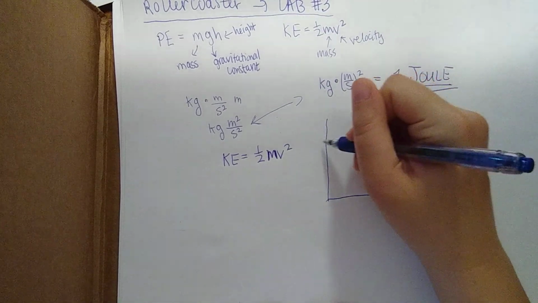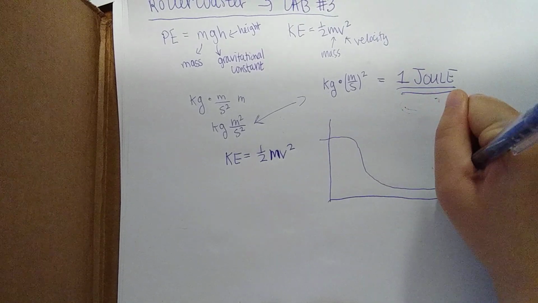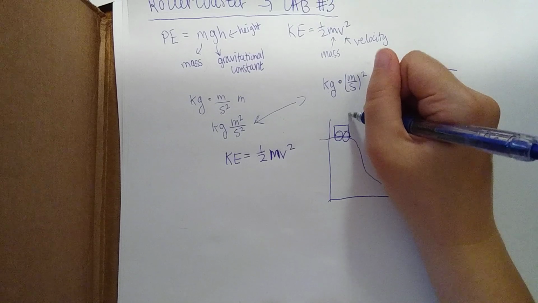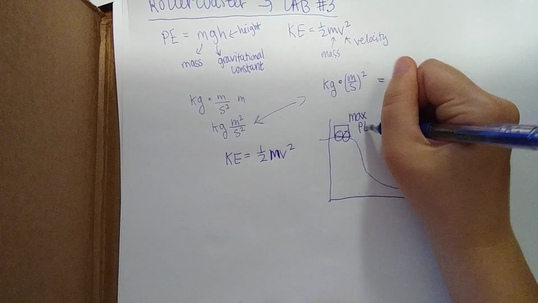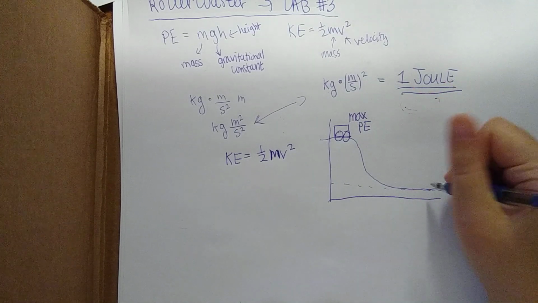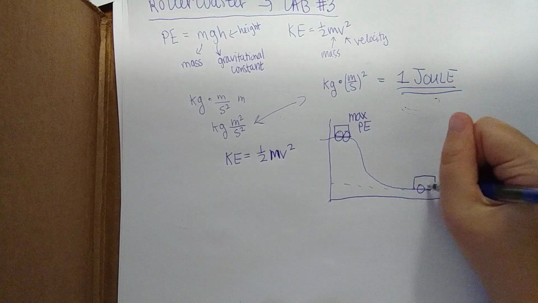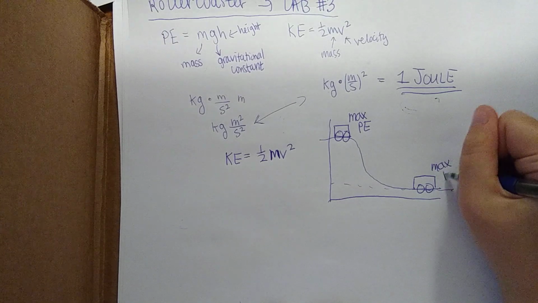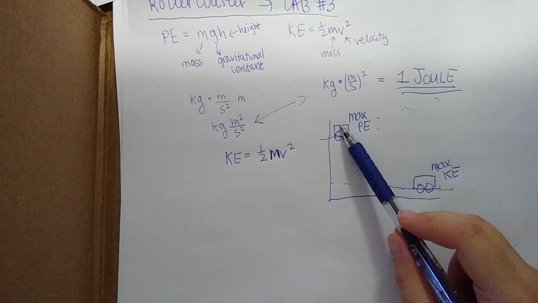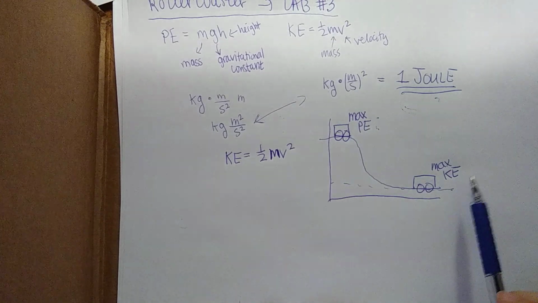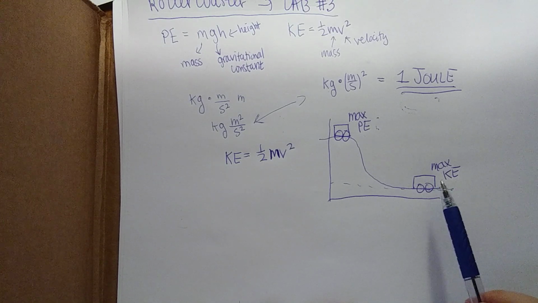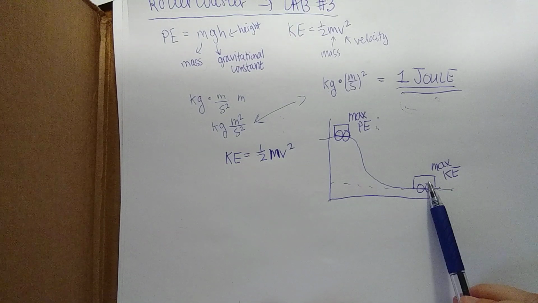So let's pretend this is our roller coaster. So here we are at the top. Then we come down to the bottom here. So up here, where the roller coaster is, this is going to be our max potential energy. We're going to define this as 0. So when it's all the way down here, this is going to be our max kinetic energy. So all of the potential energy up here, once it reaches the bottom of the track, is going to be converted to kinetic energy. So it's asking you to calculate the maximum possible velocity.